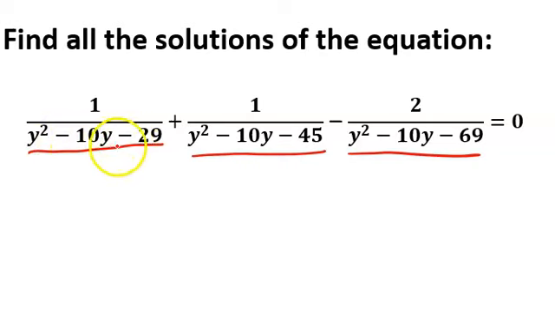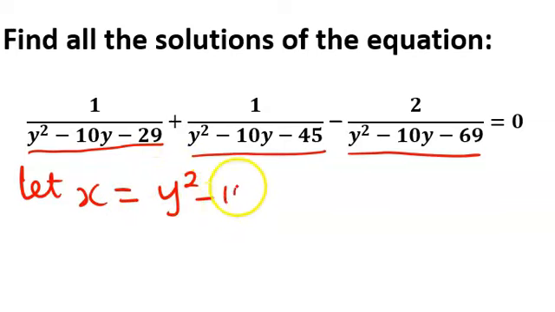y squared minus 10y minus 29. y squared minus 10y minus 45. y squared minus 10y minus 69. See, there is a pattern. So we can do a substitution so that the equation will be reduced to an easier form that can be solved easily. So let's say x is equal to y squared minus 10y minus 29.